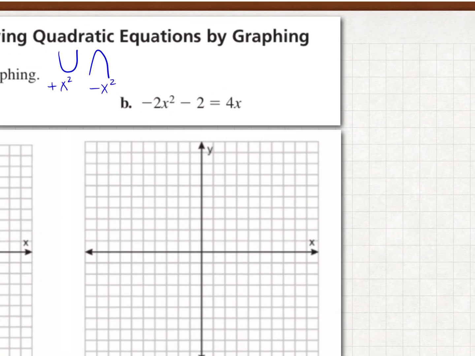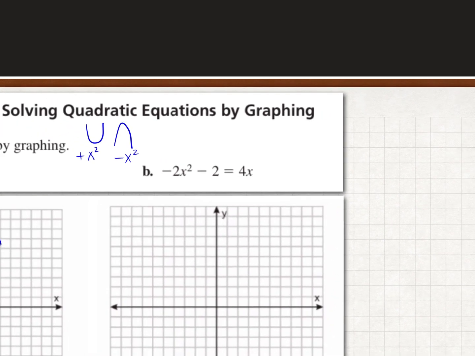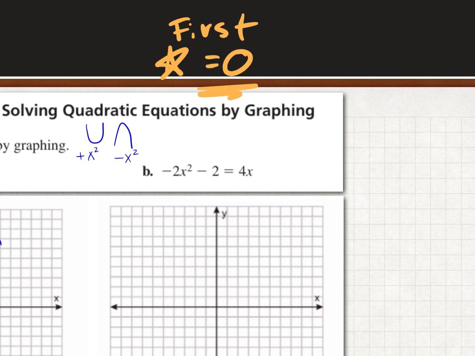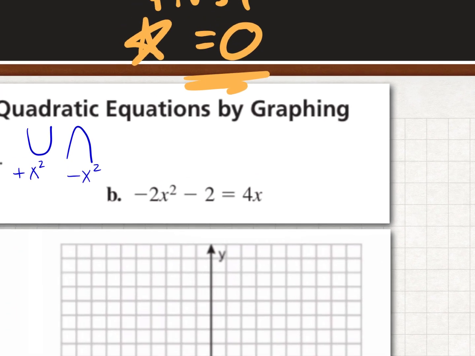For B, we're going to do the same thing. In order to solve, we have to have it be equal to 0 first. So here it's not equal to 0. So I need to move that 4x to the other side. So I'm just going to do the opposite and subtract 4x on both sides. So it'll cancel out on the right. Now I'm left with nothing on the right. So that would be 0.